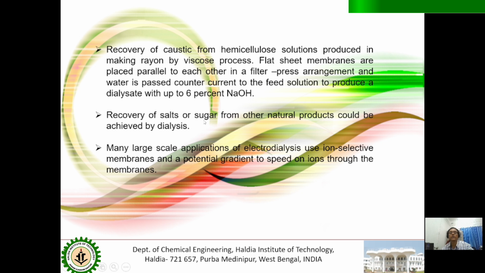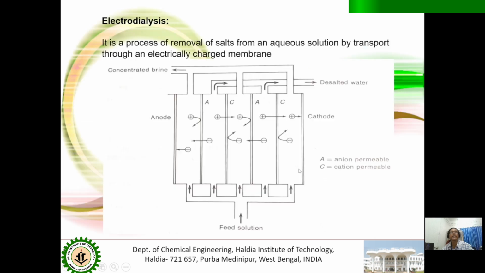Recovery of salts or sugar from other natural products can also be achieved by dialysis. Many large-scale applications of electrodialysis use ion selective membranes and a potential gradient to speed up ions through the membrane, and that is also used.